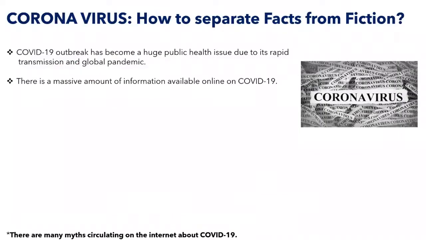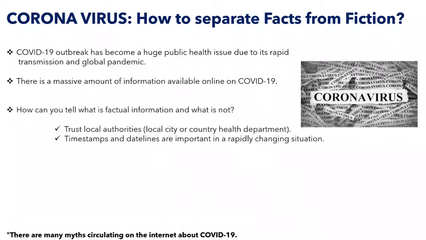COVID-19 outbreak has become a huge public health issue due to its rapid transmission and global pandemic. There is a massive amount of information available online on COVID-19. So how can you tell what is factual information and what is not? Make sure that the information is coming from an authoritative source on COVID-19. Trust your local authorities, like local city or country health department, to have the most accurate coronavirus information for your community.